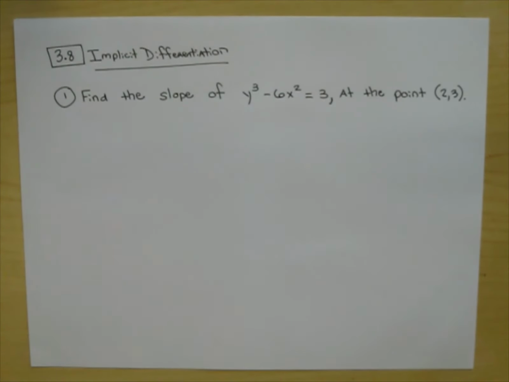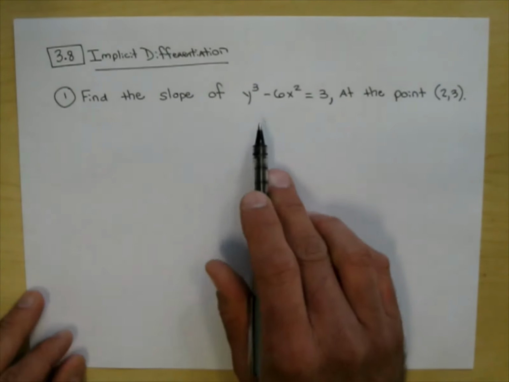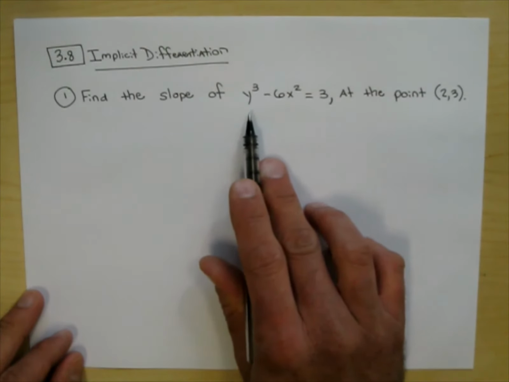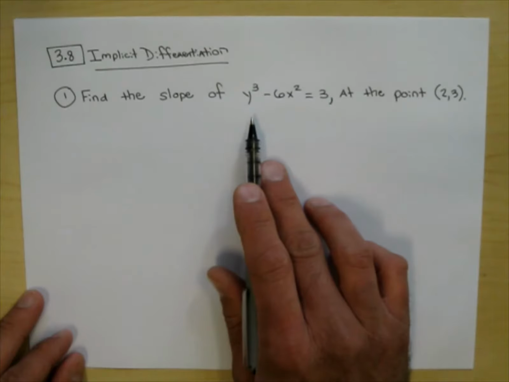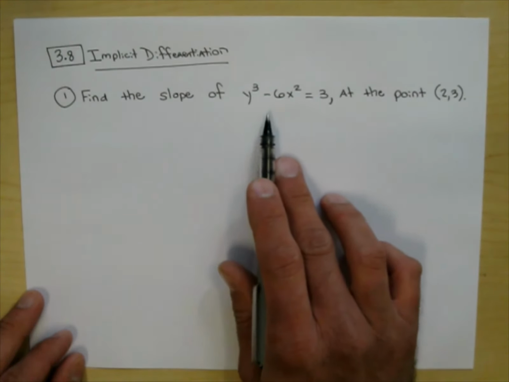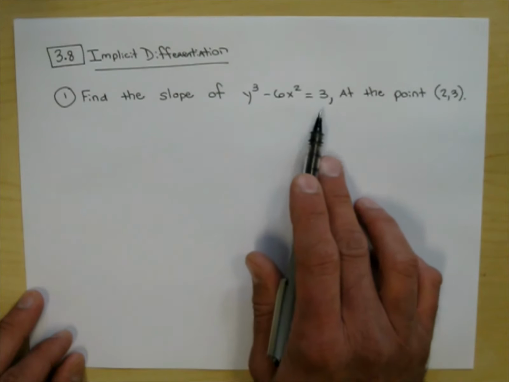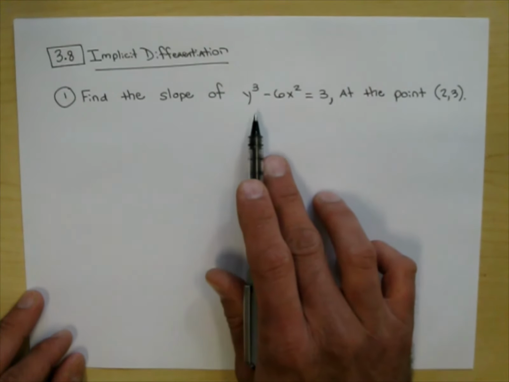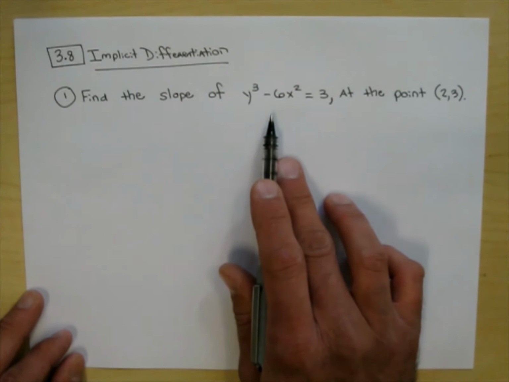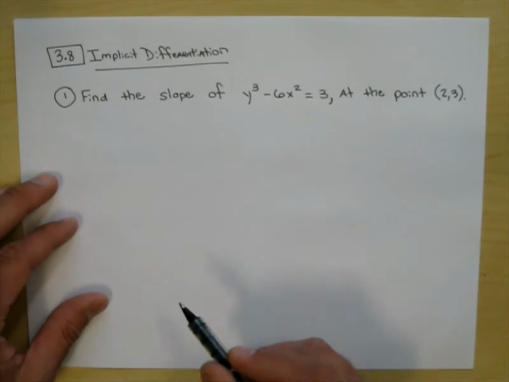Now, how would we do this? Well, the only way we know how to find the slope of a graph is finding the slope of a function. Is this equation a function? Does it represent a function? The answer is, well, let's just try to solve for y and see if we can get something that looks like a function. So that's what we're going to do first.